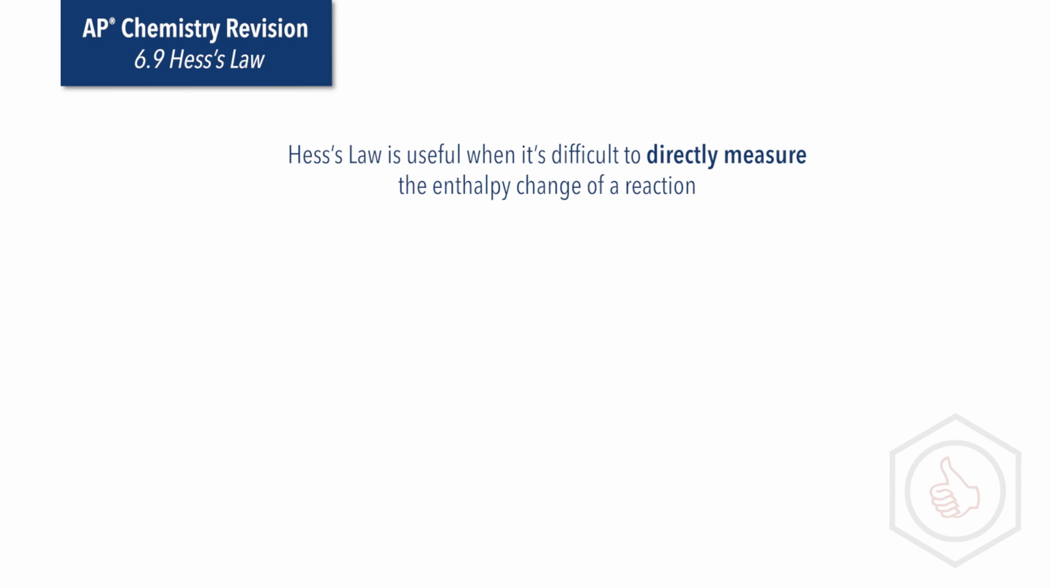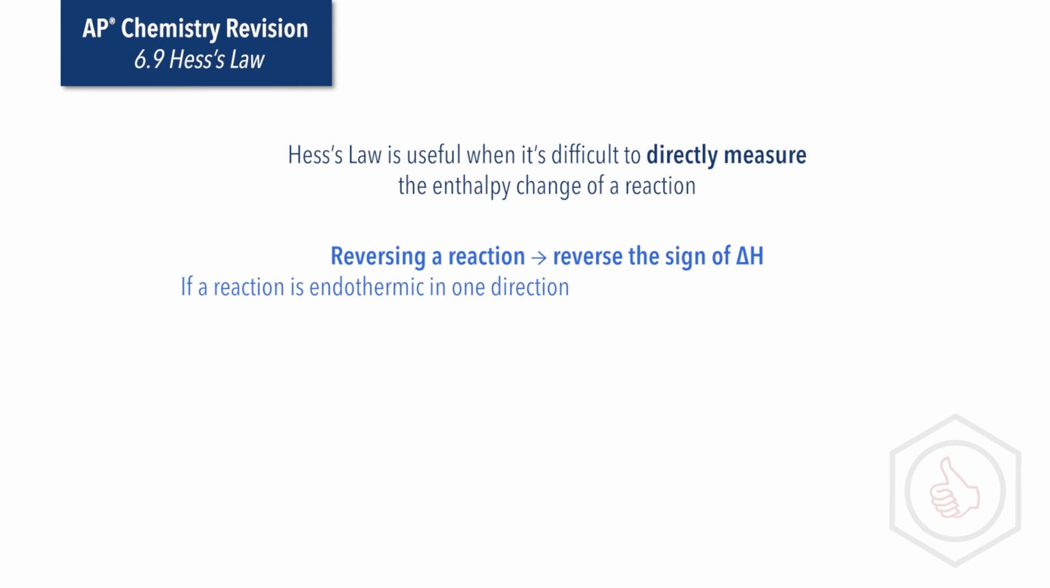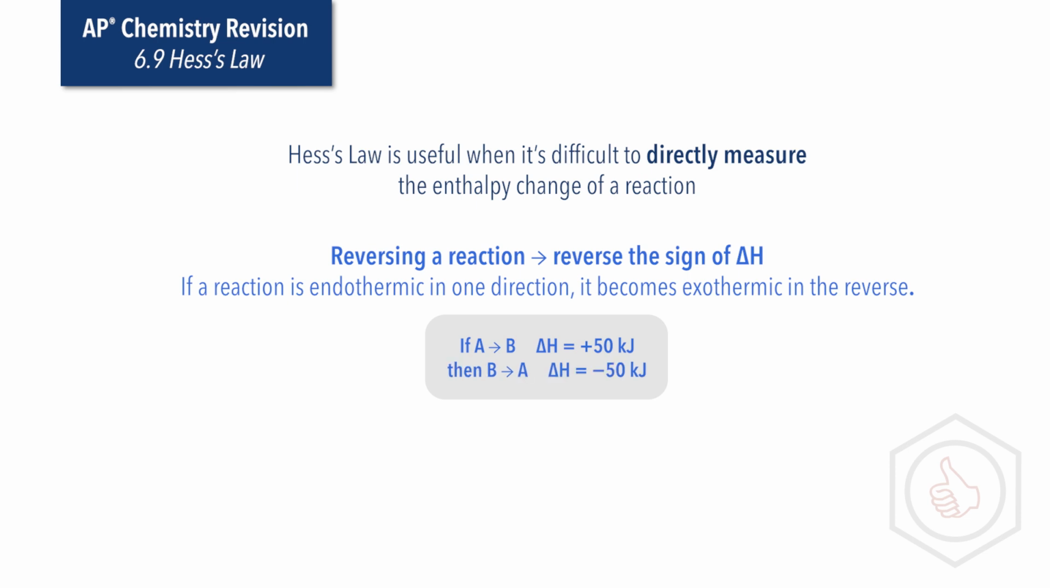There are a few key rules you should be aware of for Hess's law. When reversing the direction of a reaction, we reverse the sign of delta H. For example, if a reaction is endothermic in one direction, it must be exothermic in the reverse direction. So if A going to form B is endothermic, then B reforming A must be exothermic.